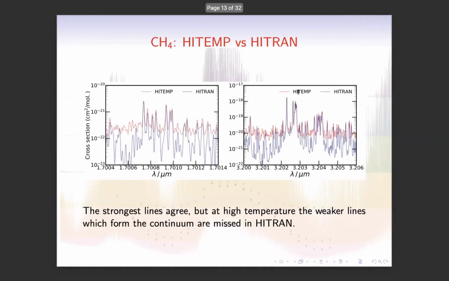And the reason for that is because they're just so different. You can see the differences just by eye: the HITEMP is just much more complete and has a much higher continuum. There are loads of these weak lines that join together to really raise up the opacity. These strong lines are actually pretty okay with HITEMP and HITRAN, but it is the weak lines that really come into it. And again, the higher the temperature, the bigger the effect is.